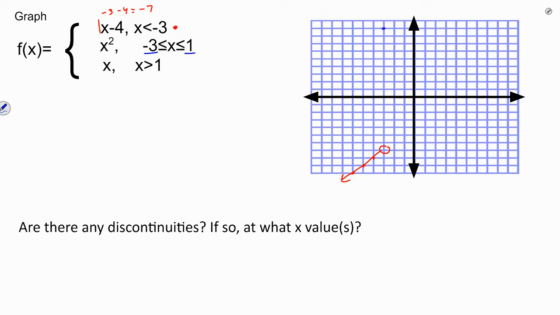And that is going to be a solid dot because I have that equal to right here. So that's included. Next, I'm going to plug in 1. So 1 squared also gives me 1. So it looks like this.